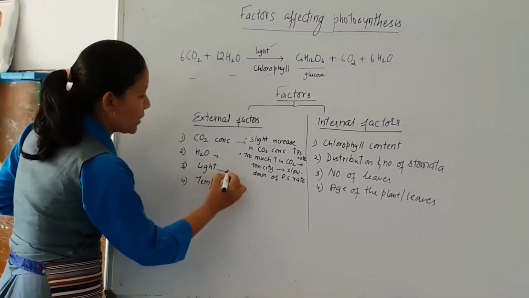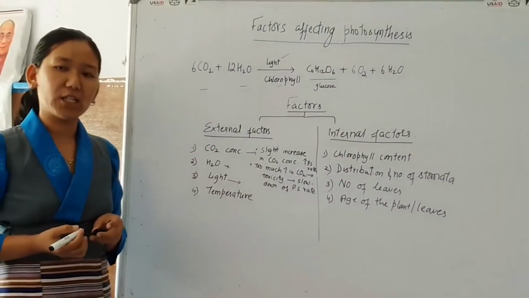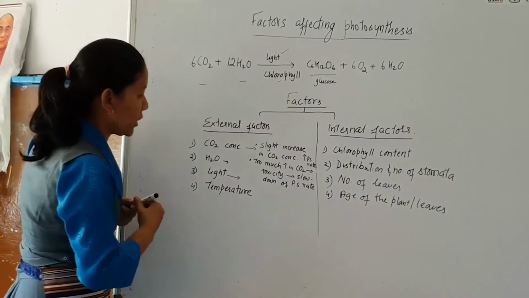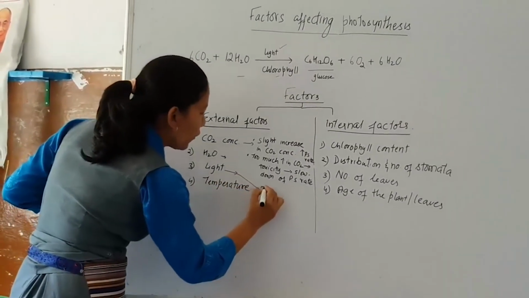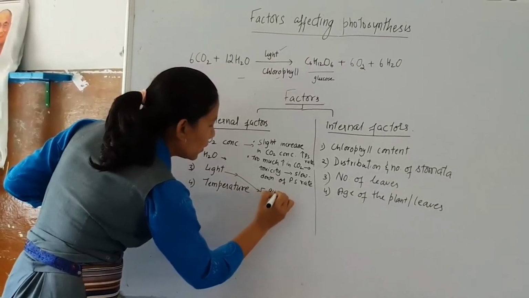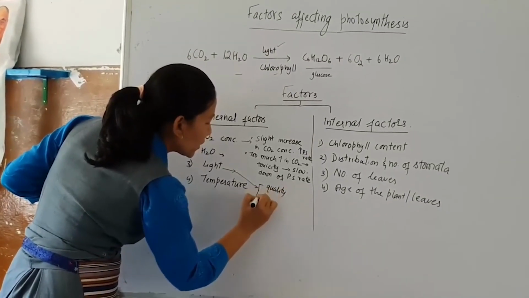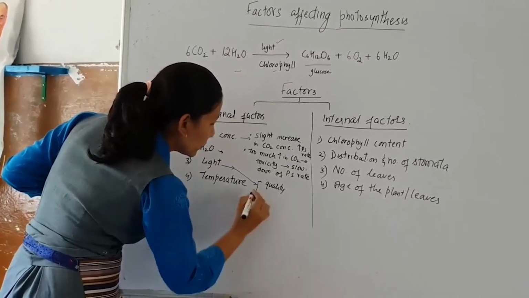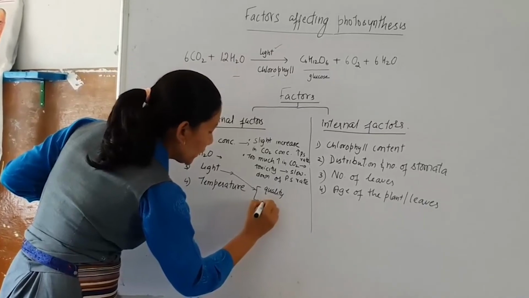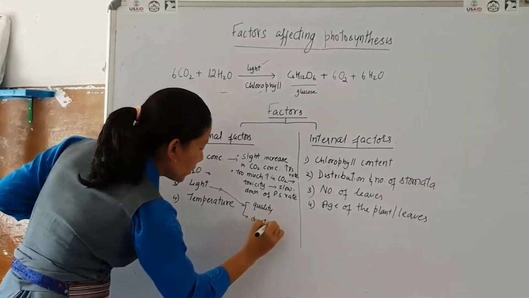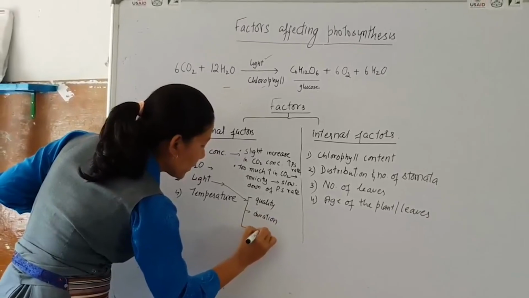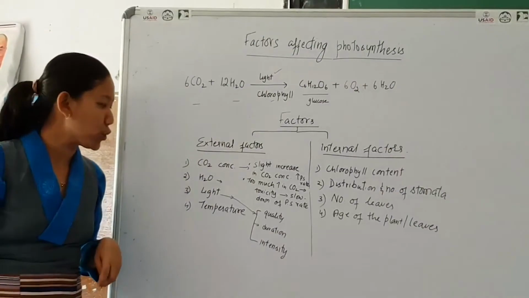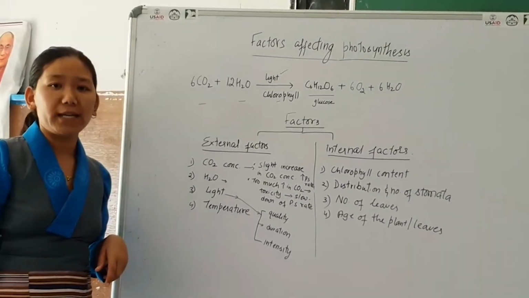Next is light. Light is a very important factor playing a role in photosynthesis. When we talk about light, we talk about light quality, light duration, and light intensity. Light quality refers to the different wavelengths of visible light.